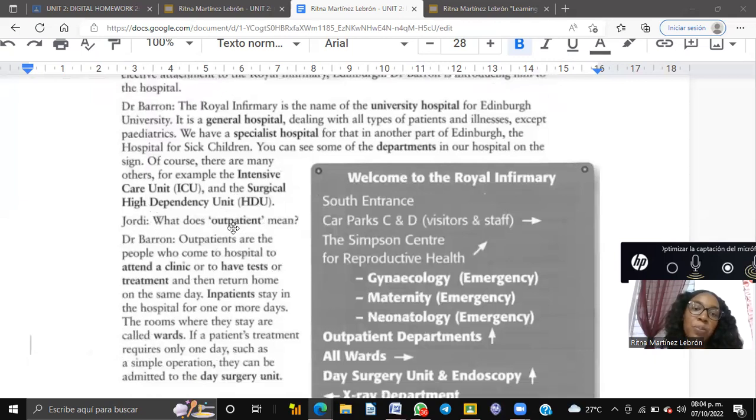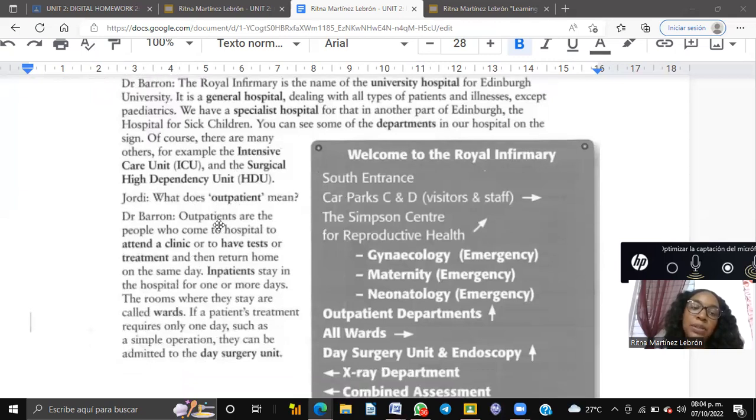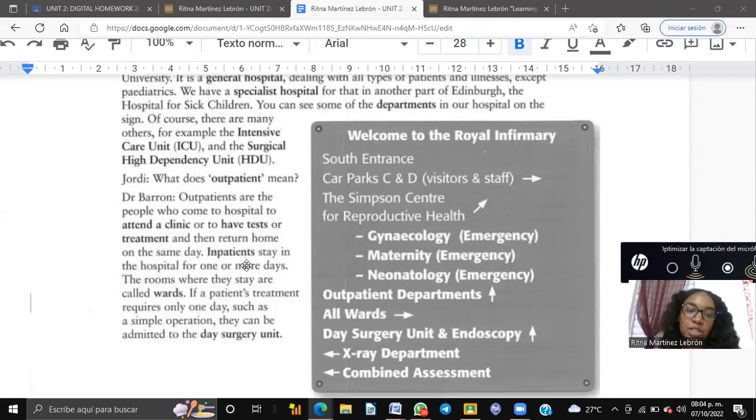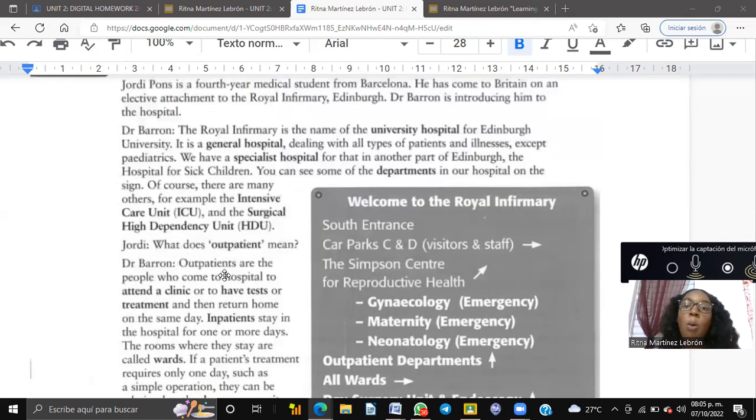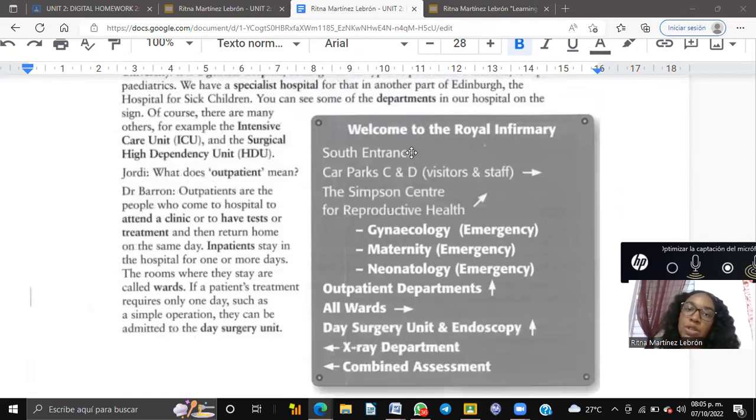Jordi, what does outpatient mean? Dr. Baron: Outpatients are the people who come to the hospital to attend a clinic or have a test or treatment and then return home on the same day. Inpatients stay in the hospital for one or more days. The rooms where they stay are called wards. If a patient's treatment requires only one day, such as a simple operation, they can be admitted to the day surgery unit.